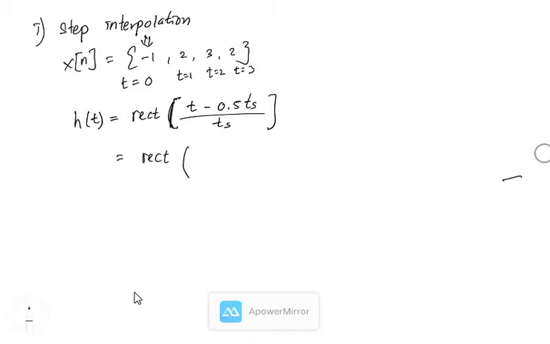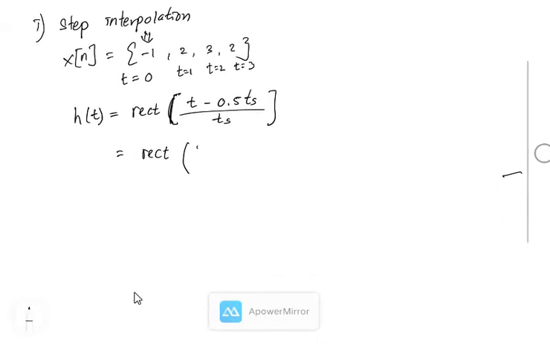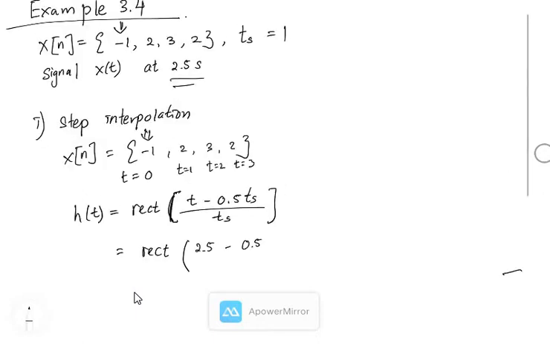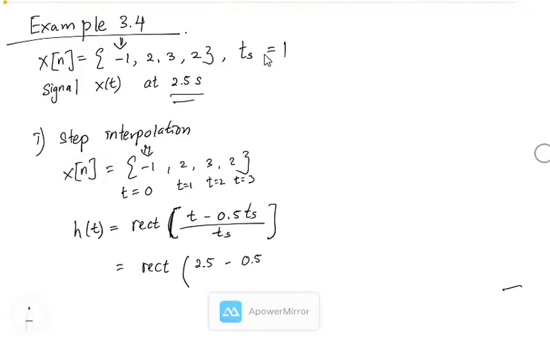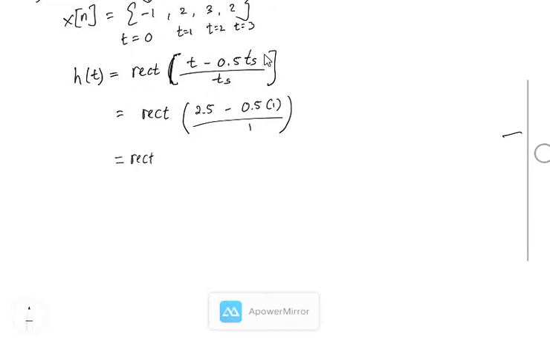So t is referred to in the question, that is 2.5 seconds. t is 2.5 minus 0.5Ts. Ts given in the question is 1, so you just substitute the value 1. So this is equal to rect(2). Rect(2) means that h(t) will follow the value at 2.